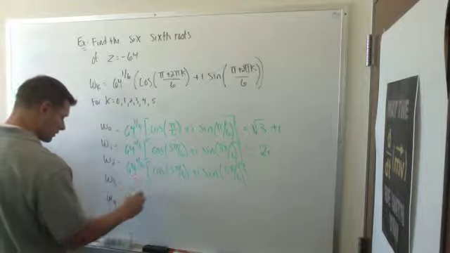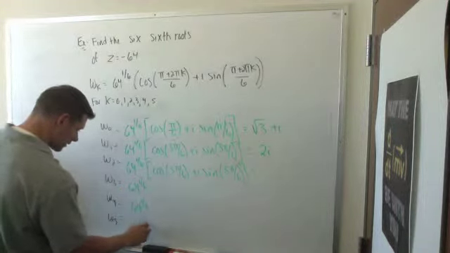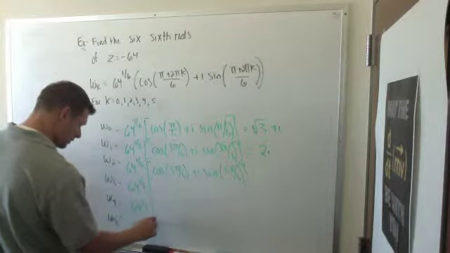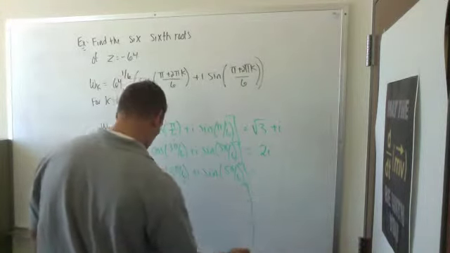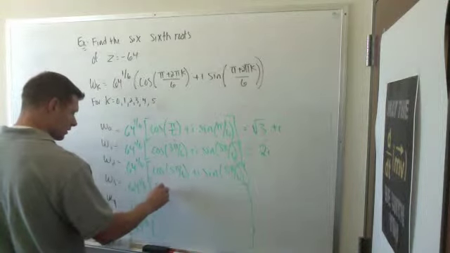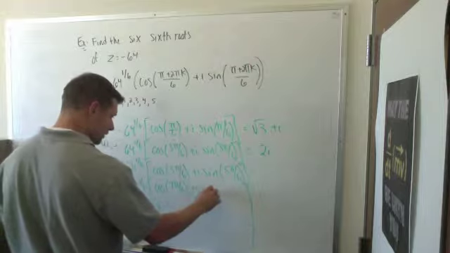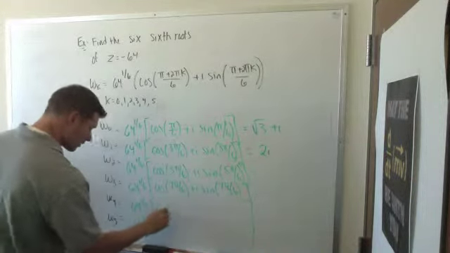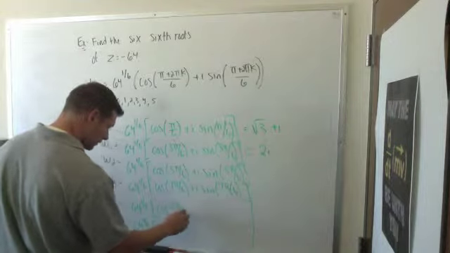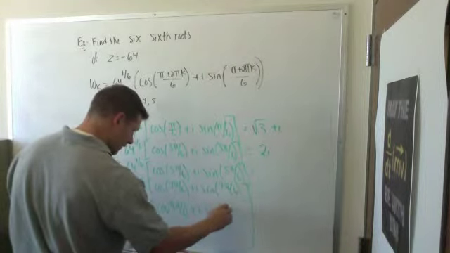64 to the 1/6. Cosine 7 pi over 6 plus i sine 7 pi over 6. Cosine 9 pi over 6 plus i sine 9 pi over 6.